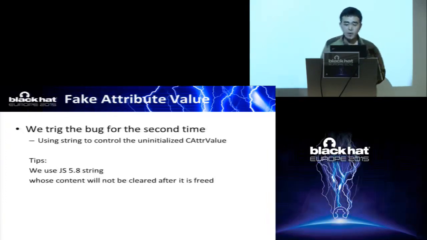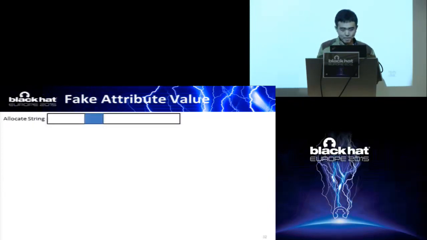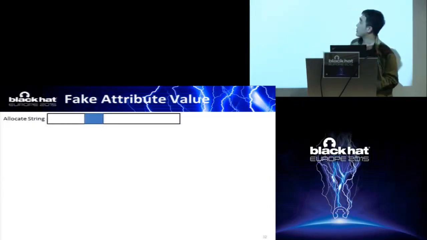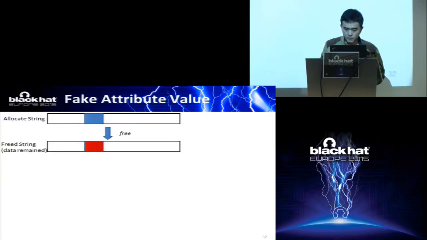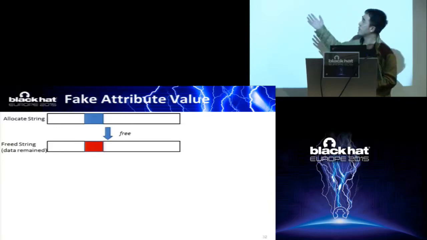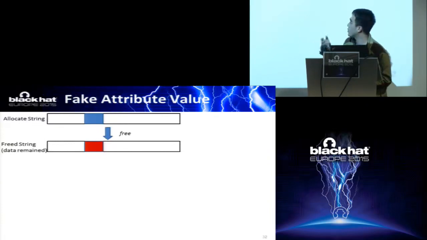time. This time we use a string to control the uninitialized C attribute value. First, we allocate some strings, of course, with controlled data. Then we free them, and because of the implementation, we have talked about it before, the freed string is freed, but the data remains.